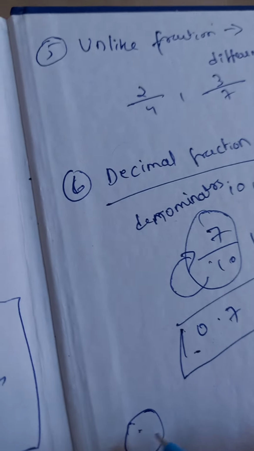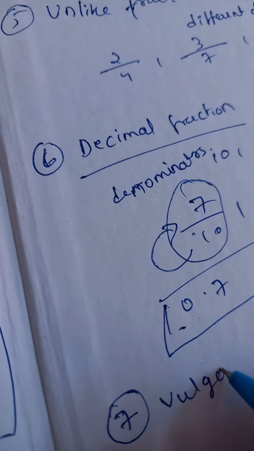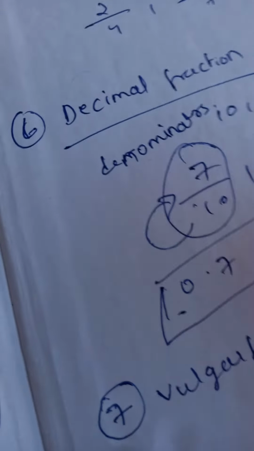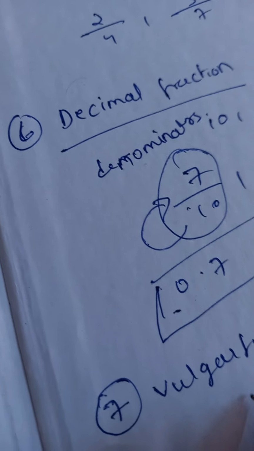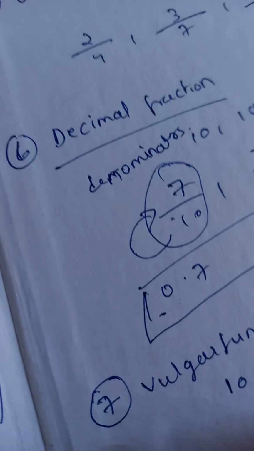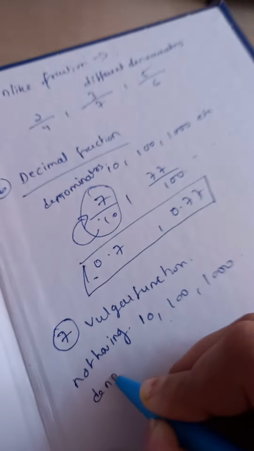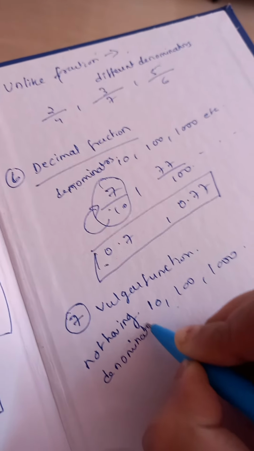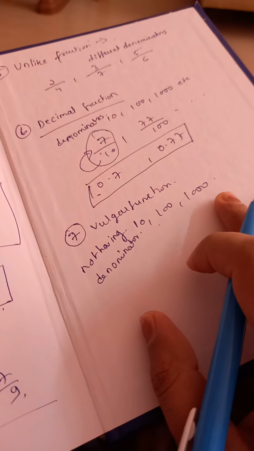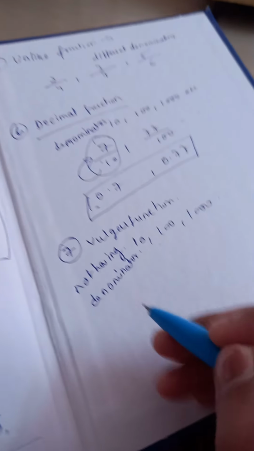Now next is vulgar fraction. It is something like the opposite of decimal fraction, not having denominator values like 10, 100 and 1000. Any other whole number you can take as a denominator value.